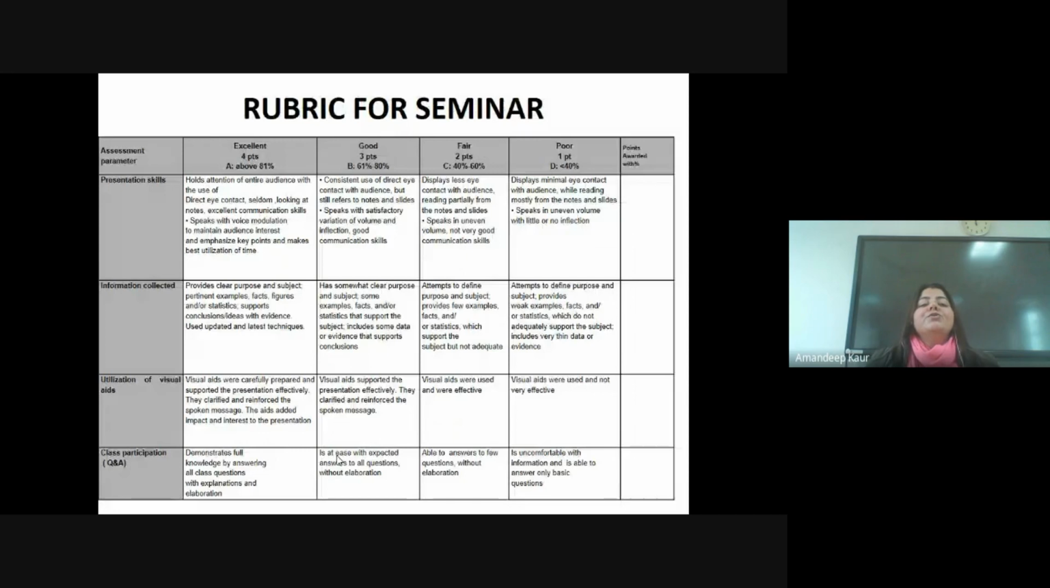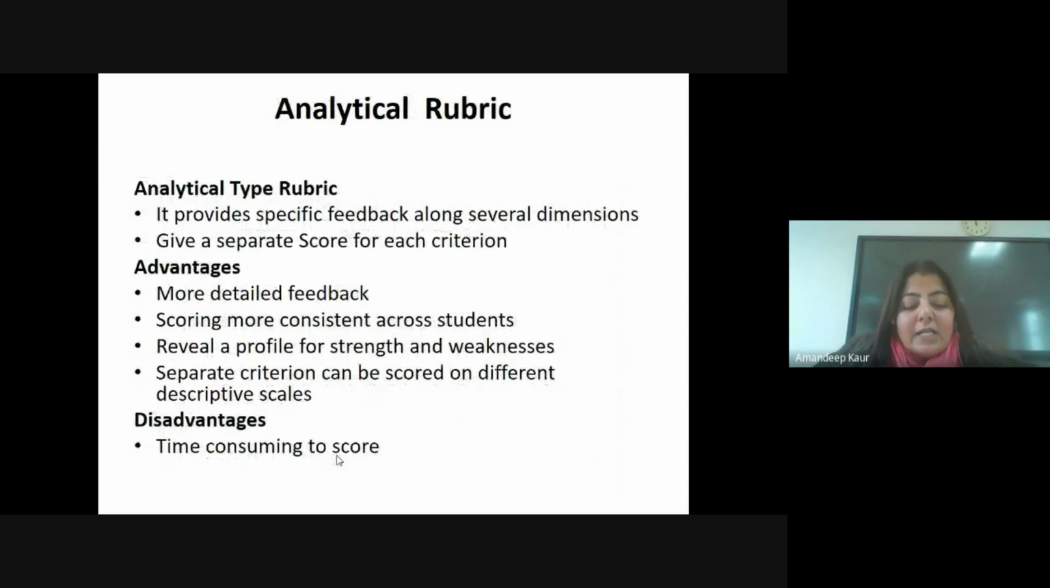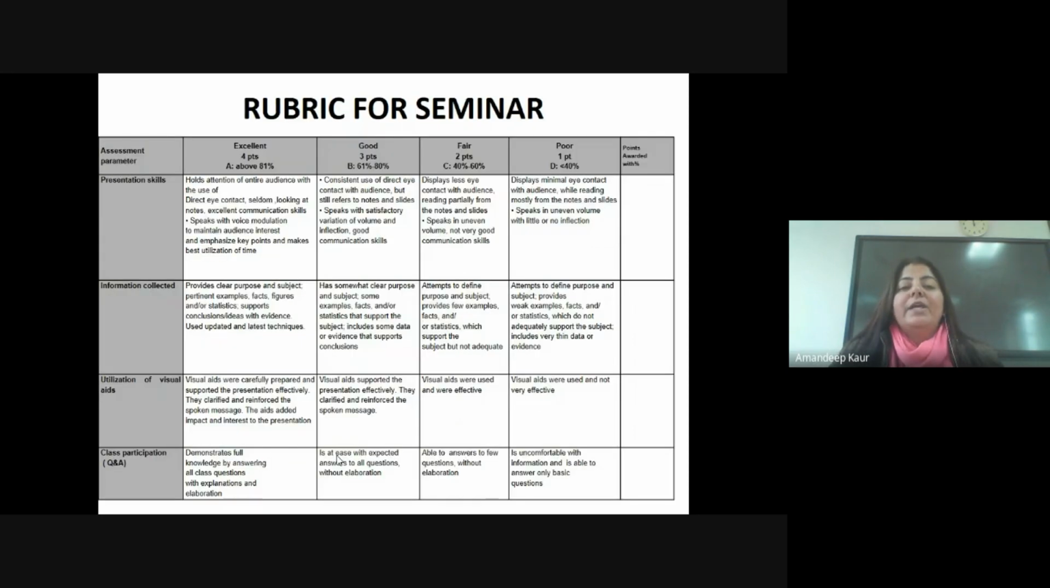The most used rubric sheet nowadays is the analytical kind of rubric sheet. An analytical rubric sheet provides specific feedback along several dimensions and gives a separate score for each criterion. In this particular rubric sheet, we have designed on the basis of an analytical sheet only. There are presentation skill, information collection, utilization of visual aid, and class participation. And for every dimension, there are specific marks that we need to give to the student.